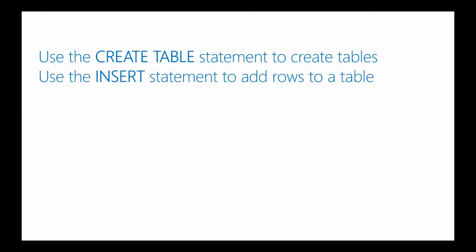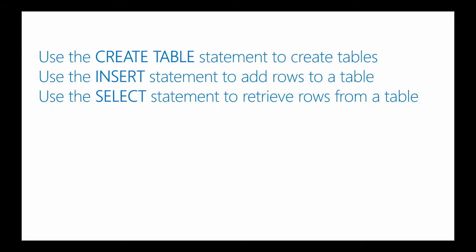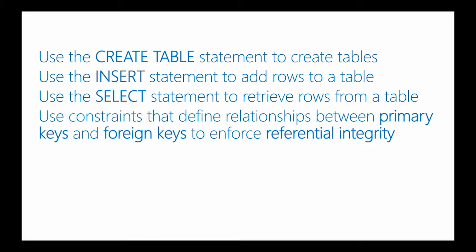We'll talk more about inserting and working with data later on, but we've seen the basics of inserting rows and using the select statement to get rows back out of the table. And we've talked about the idea of using constraints that define the relationships between primary keys in one table and a foreign key in another table that references a primary key, and that enforces referential integrity between those tables.